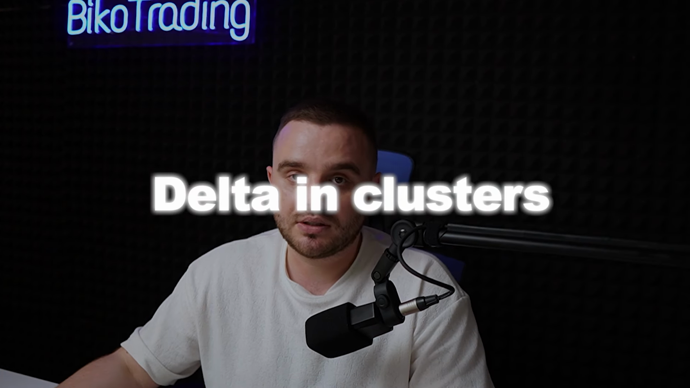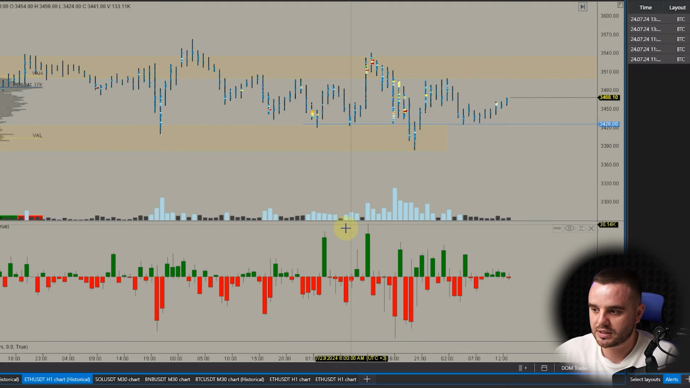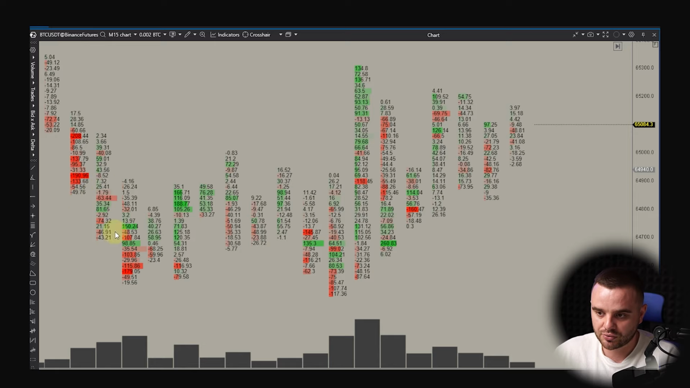The second type of delta is in clusters. It would look like this. For this one, you need a professional platform that I use. It is exactly this one. This one is way more accurate, and really awesome for those who trade futures markets, especially S&P 500. I know a lot of traders whose strategies are mostly based around delta and cumulative delta.